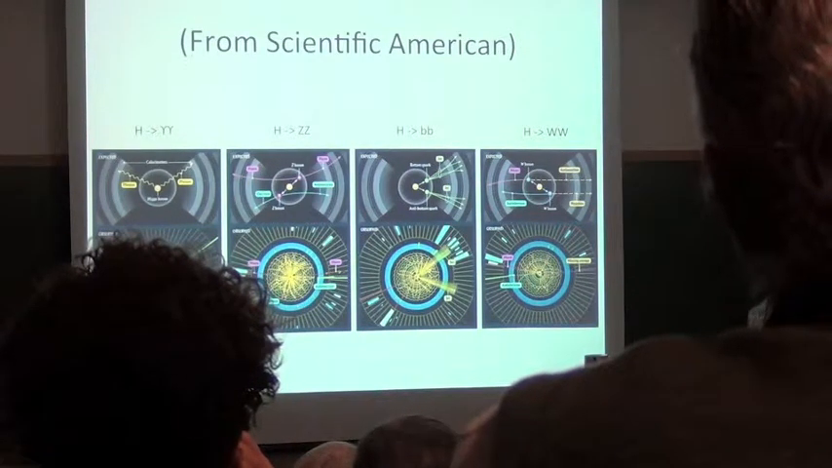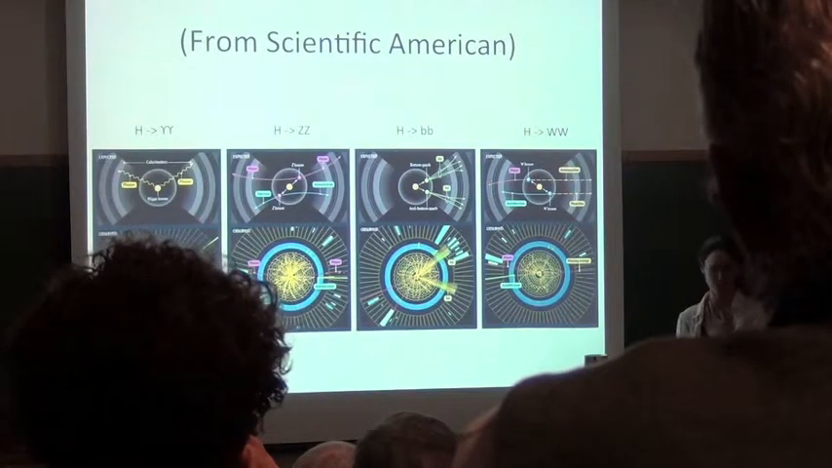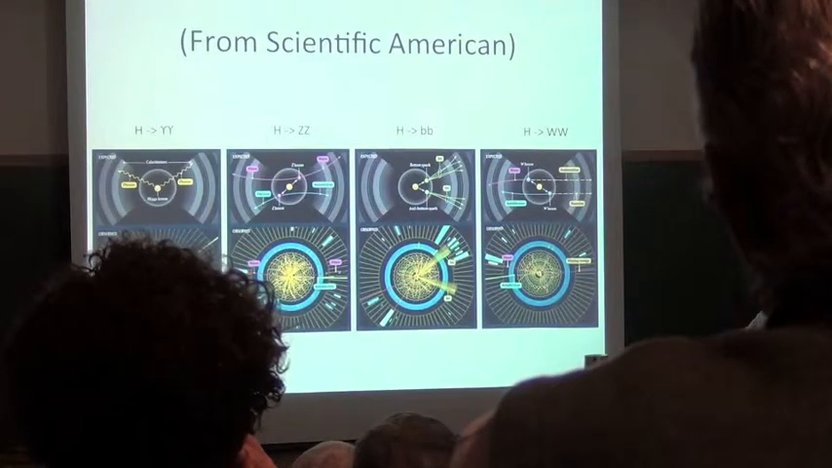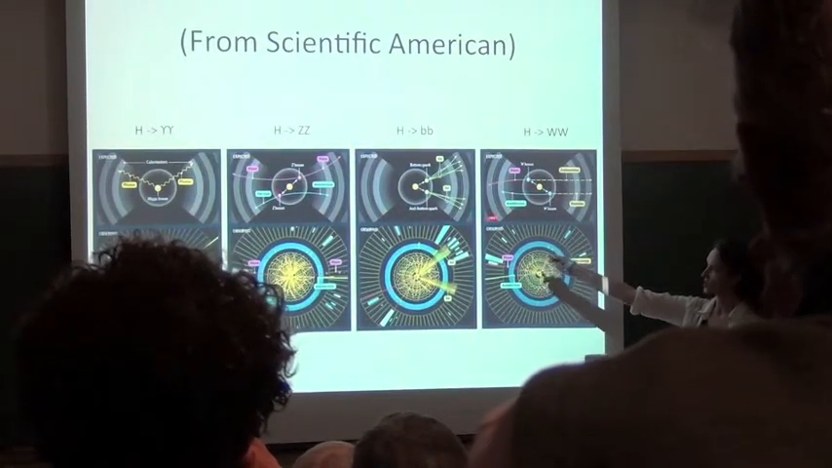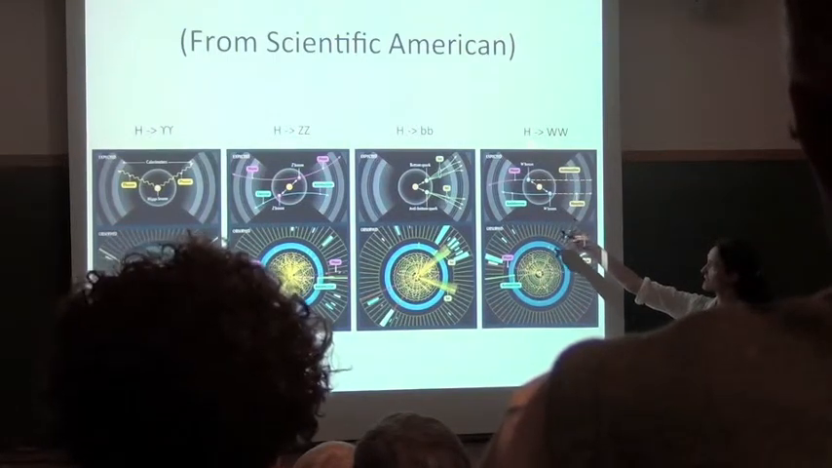I did not say there's a nice Scientific American article. There's a nice Scientific American series of graphics. I have some issues with the article, though it's probably totally fine. What it does is show you the different ways that the Higgs can decay.